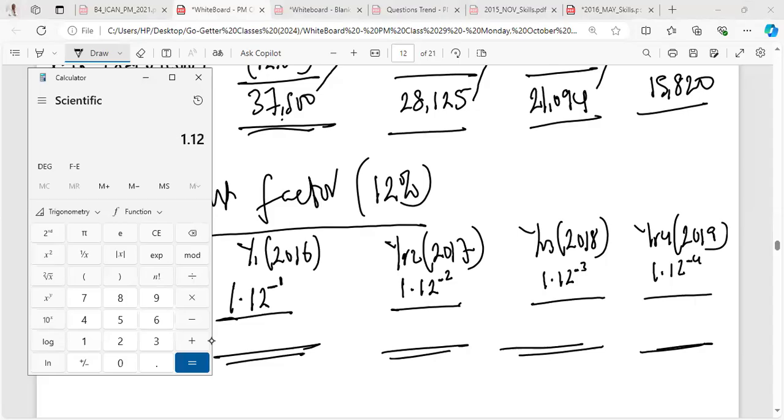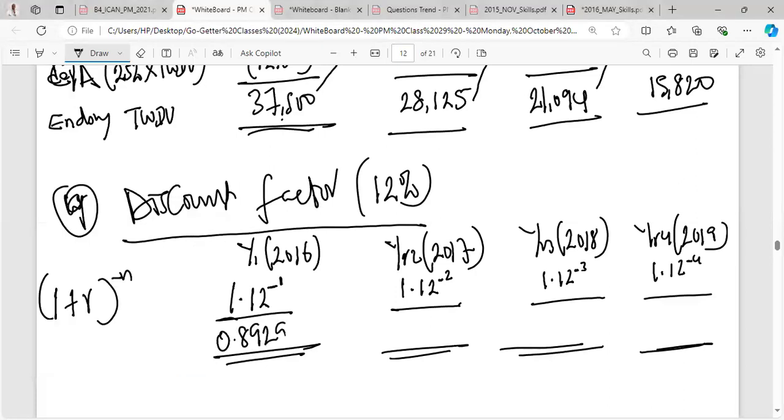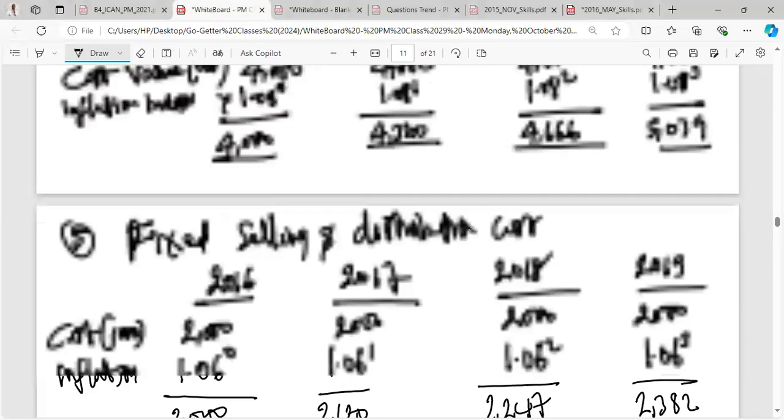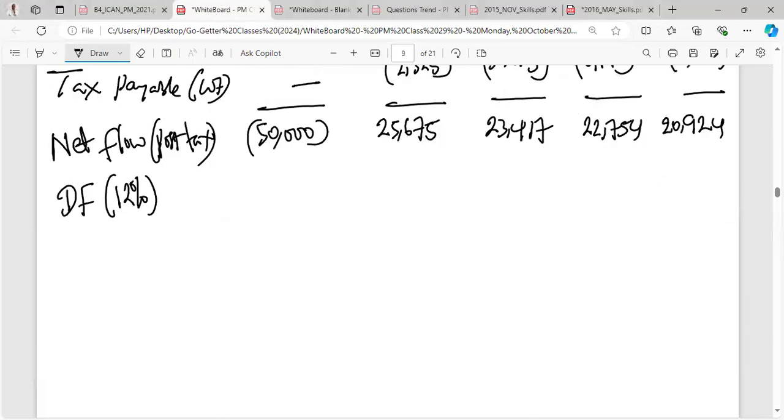1.12 raised to power minus 1. That will give me 0.8929. So let me take it straight down. This is 1, 0.8929.